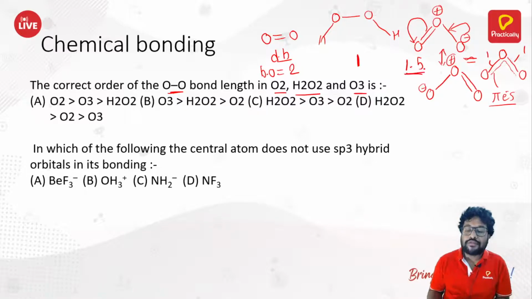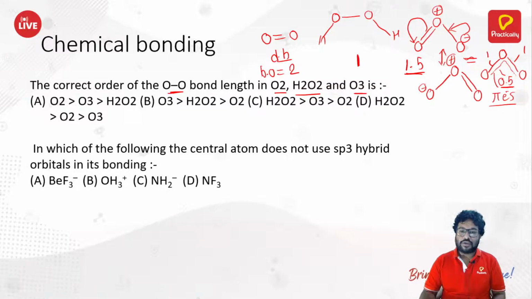1.5. So 1.5 is its bond order, because this single thick line is a sigma bond and this is the pi bonded electron, and there you have a bond order of 0.5. So 1 plus 0.5 is equal to 1.5. Whenever you have a smaller bond order, the bond length has to be larger, because the higher the bond order, the more bonds formed between the atoms, and two atoms will be pulled closer. When that happens, the bond length decreases.